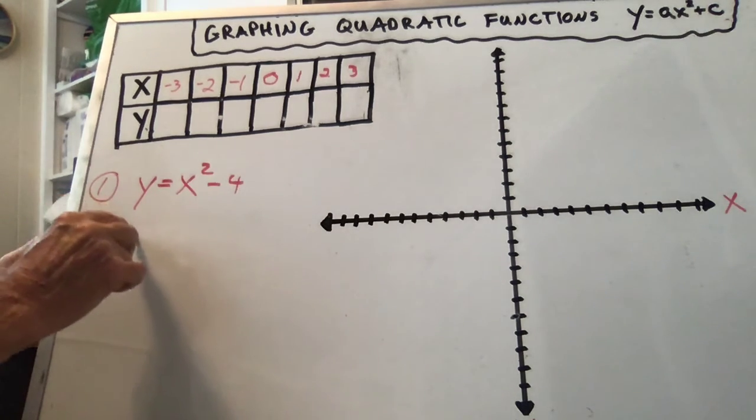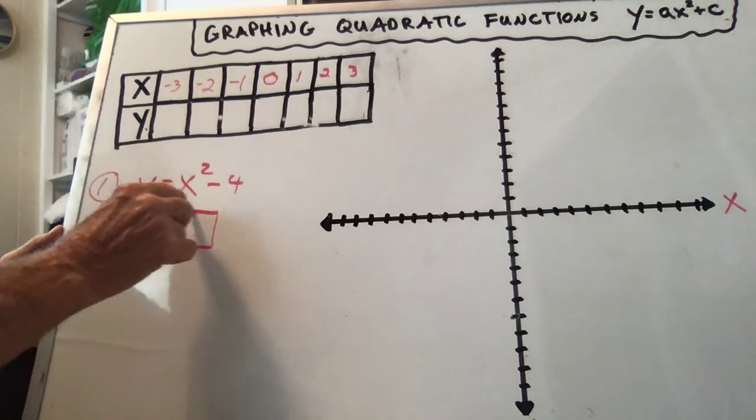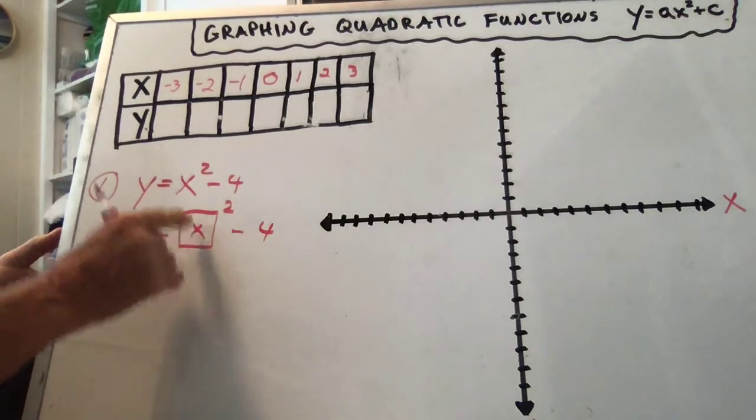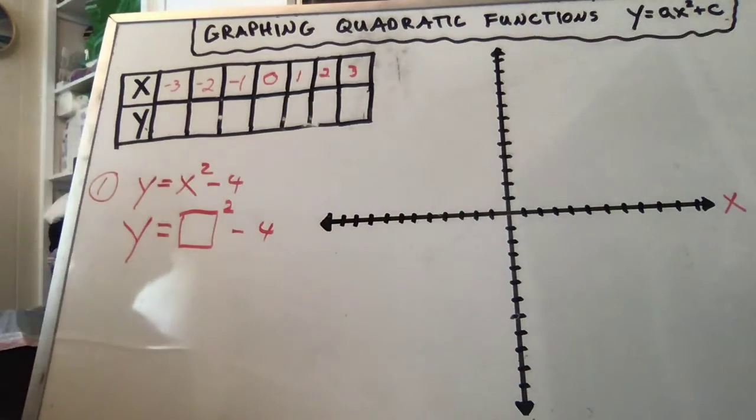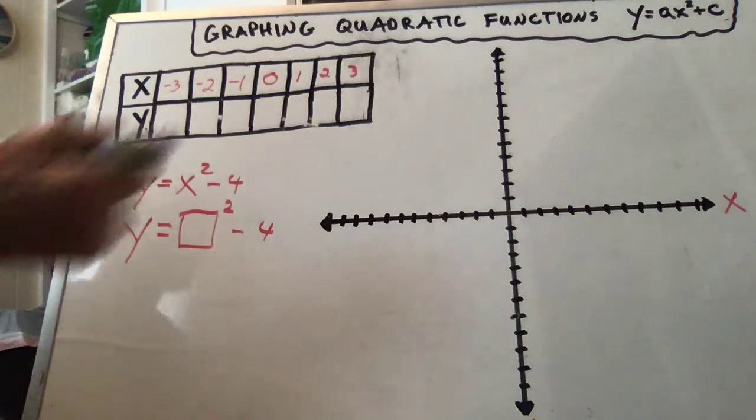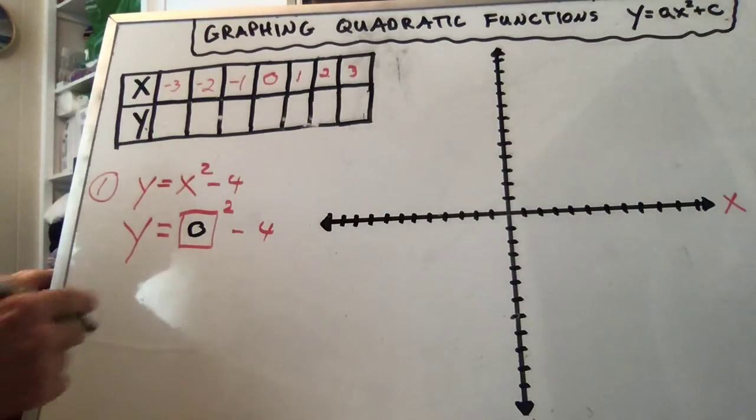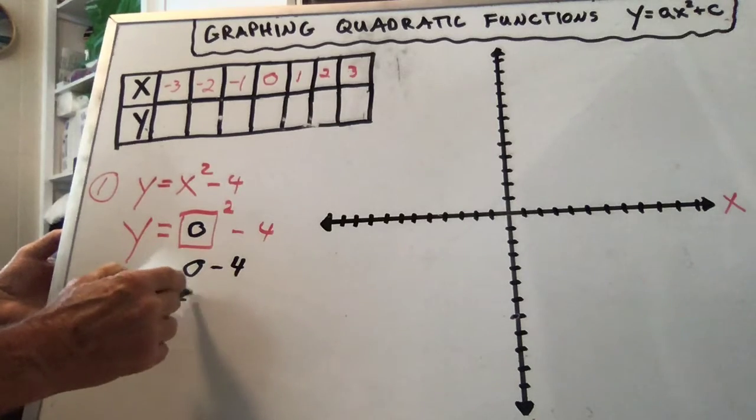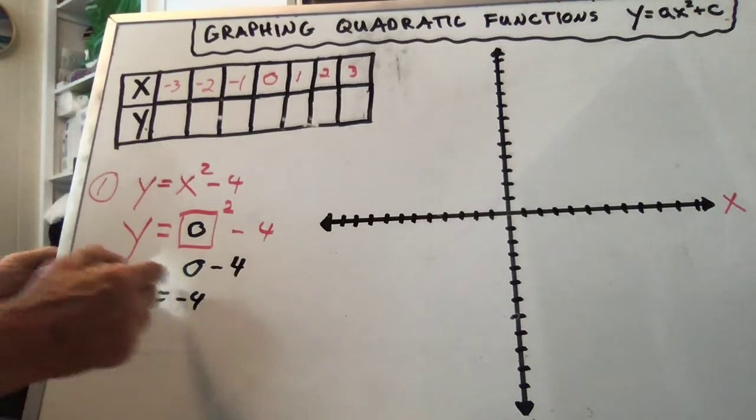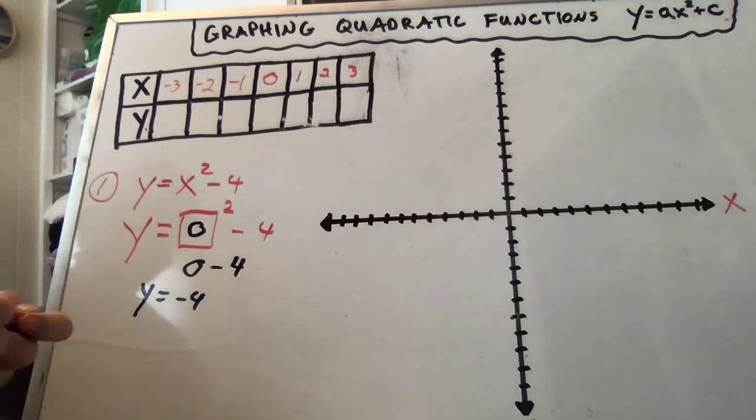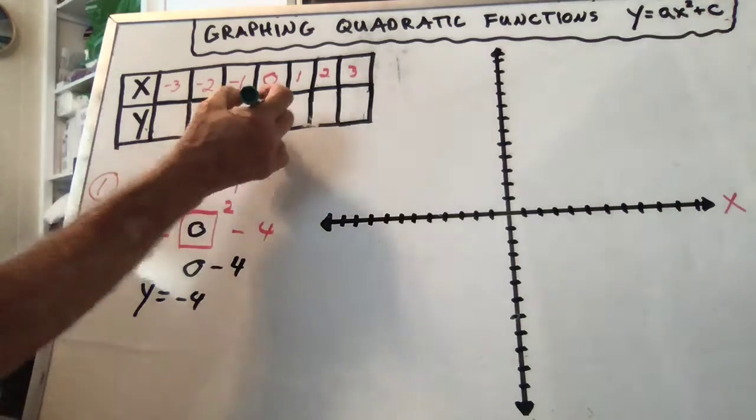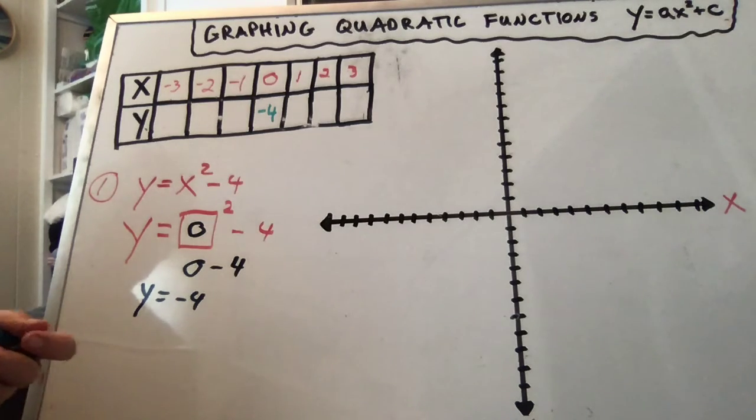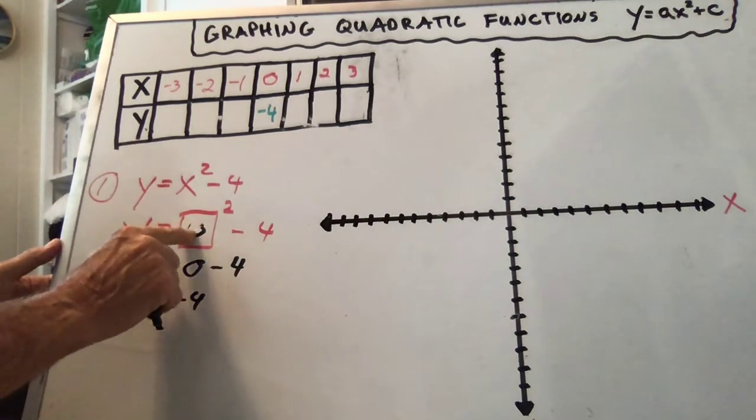Okay, so I'm going to go like this. Y equals, I'm going to make a box here to stand for the x squared. And then I'm going to put numbers from here in there. Okay, so we'll start in the middle with 0. So 0 squared, 0 times 0 is just 0. 0 minus 4 is negative 4. So when x is 0, y is negative 4. So I put a negative 4 up there. Got it? Okay. So now we're going to erase this.